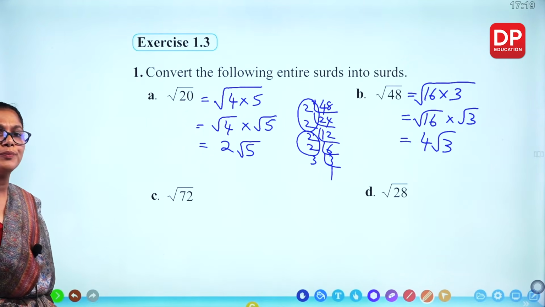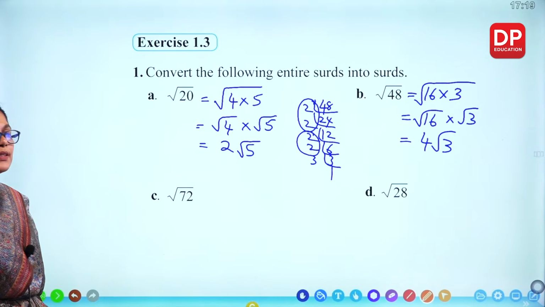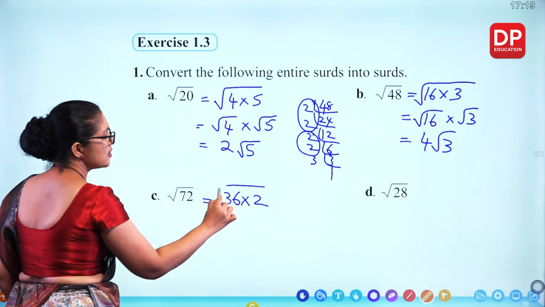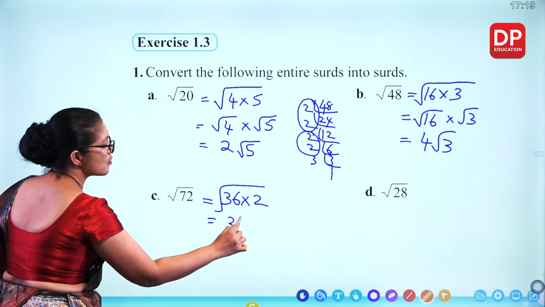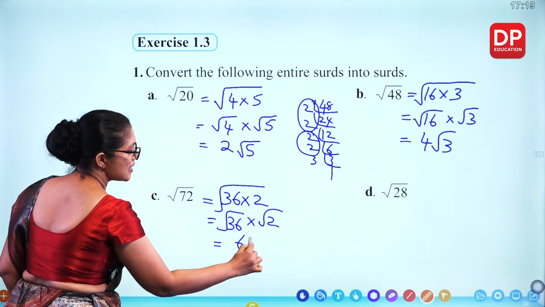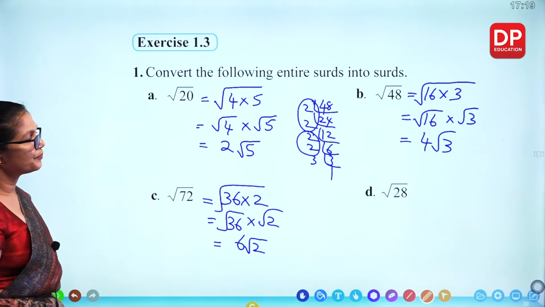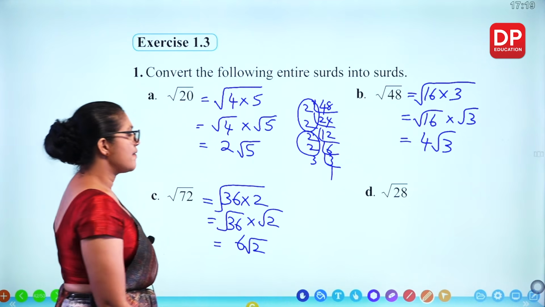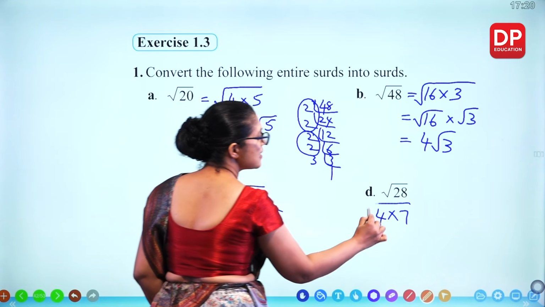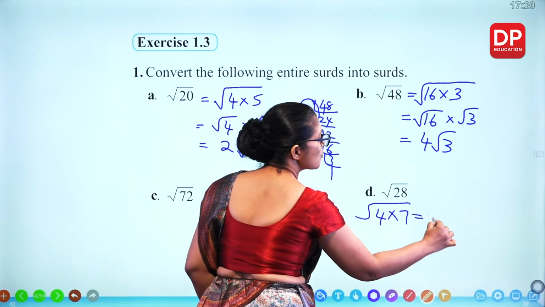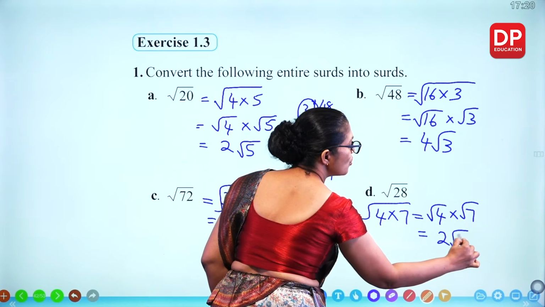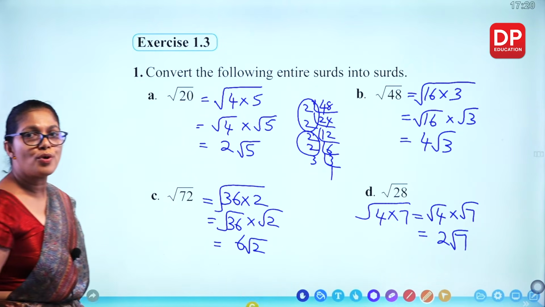This one, 72. Can you remember the square number? That's 36 times 2. So what is square root of 36? You get 6. 6 root 2. 28. How can I write? 28 I can write 4 times 7. So what is square root of 4? Square root of 4 is 2. So you get 2 root 7.